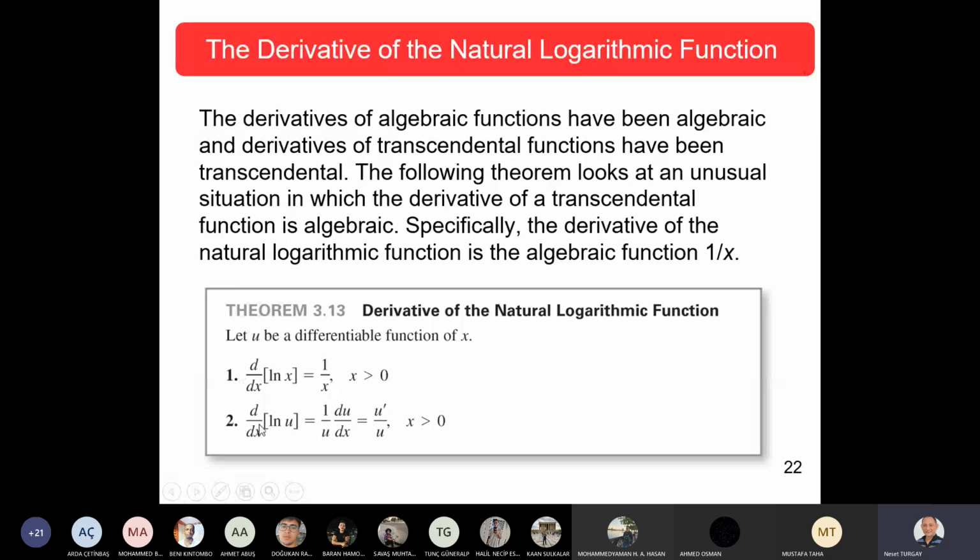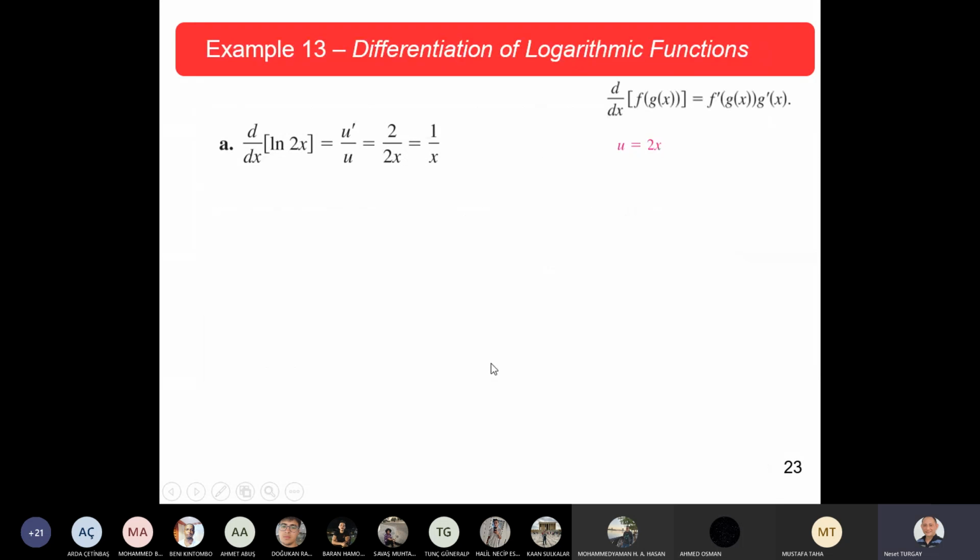What happens if you are in a chain rule situation? That means what happens if this is not x, but ln of u, where u is a function. You are using the chain rule. The formula is 1 over u times the derivative of u. So this is basically u prime over u.